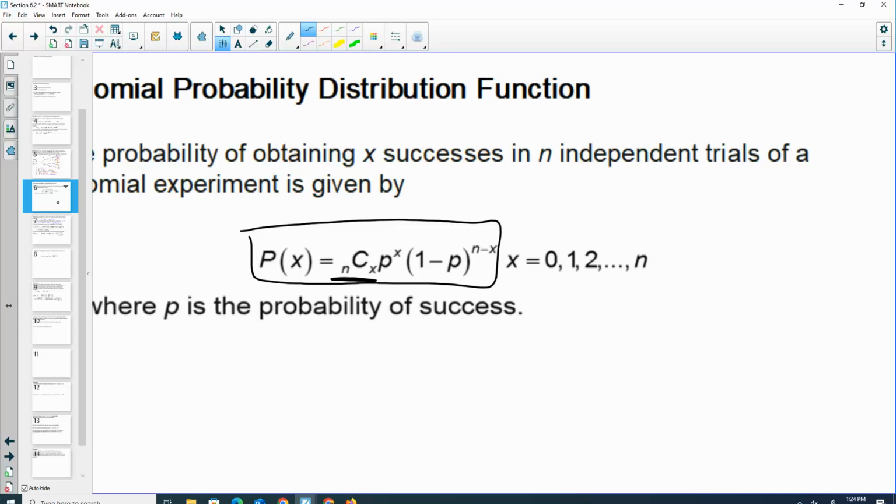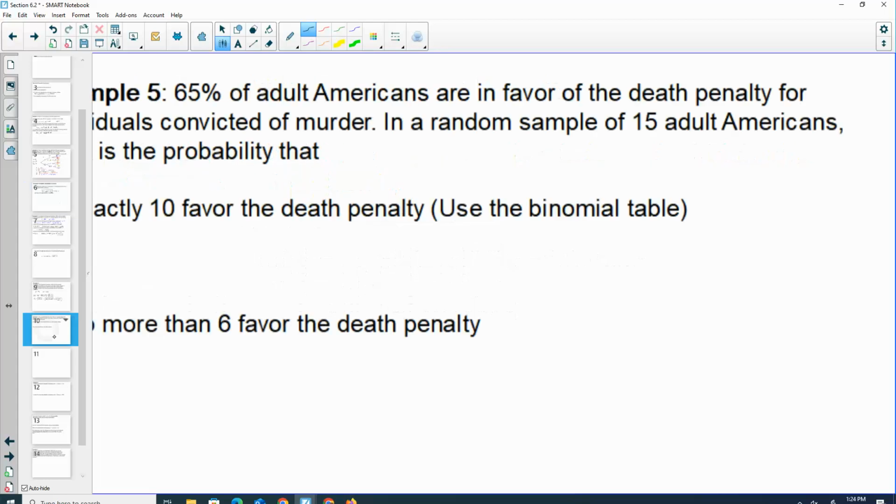We did have on our formula sheets a table that we can use sometimes, but remember it only had certain probabilities and certain n values. So in those cases we can use the table, if not we have to calculate it.